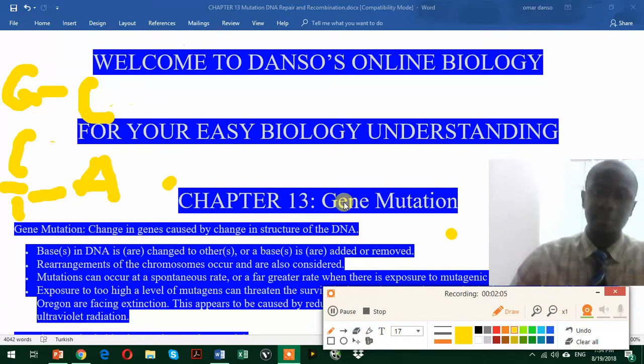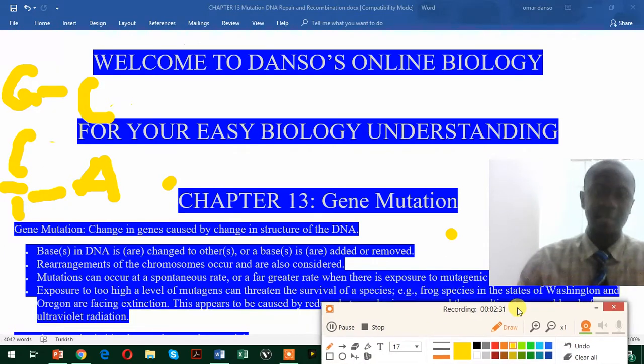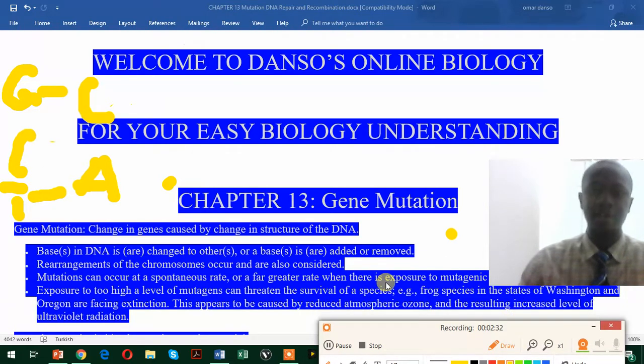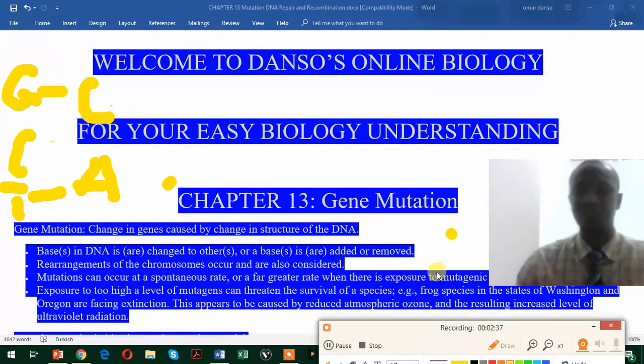And to begin, we have a rearrangement of chromosome that is also considered as a mutation. A chromosome will be rearranged. It can be in a form of substitution or transition or transversion. Now, this mutation occurs spontaneously. It occurs spontaneously, and sometimes it can be a very fast rate or it can be a slow rate.